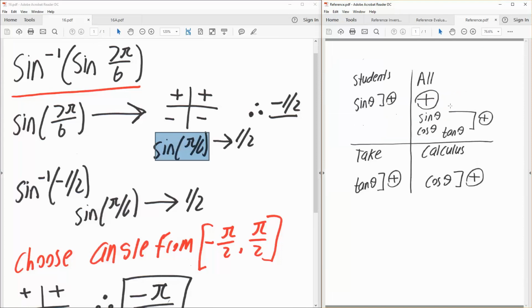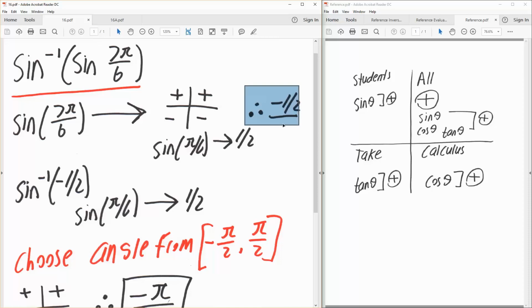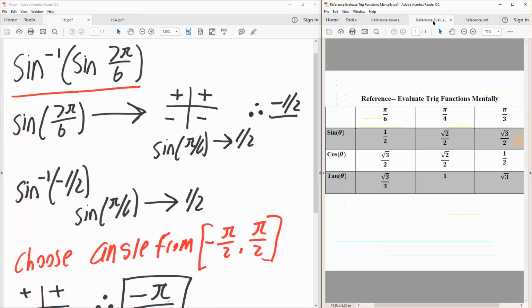If we use our reference table, we know that we're in quadrant 3. For quadrant 3, the only thing that's positive is tan. Sine's negative, cosine's negative, and so sine 7 pi over 6 would be negative 1/2. And so now we have sine inverse of negative 1/2, and we need to find out how we can possibly get 1/2. We ignore the negative temporarily.